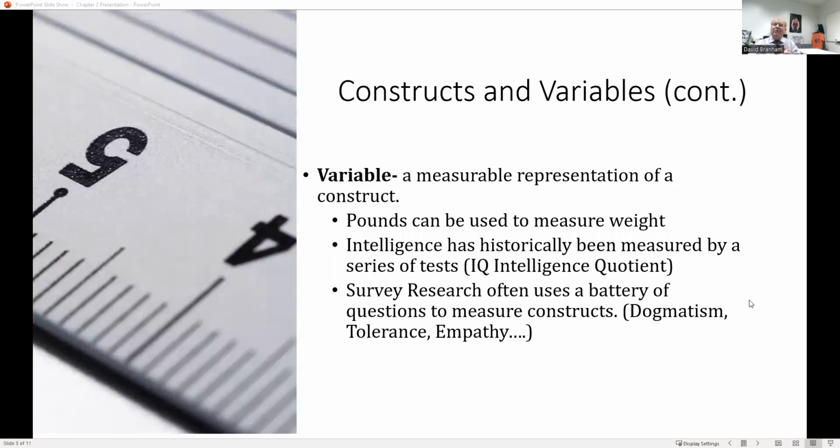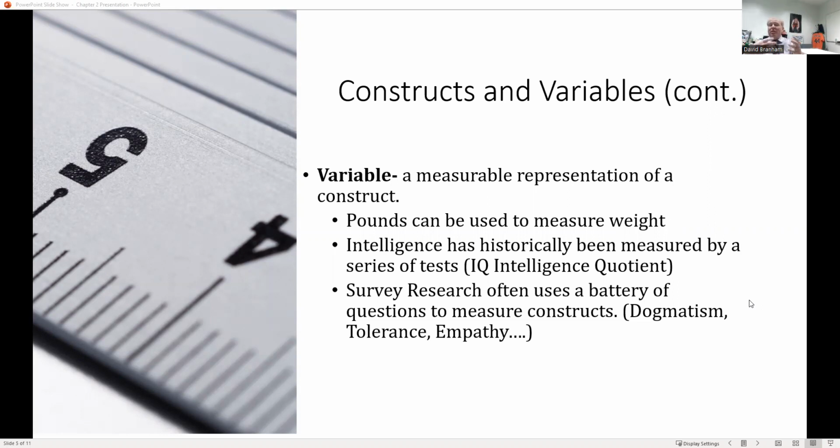Okay. Constructs and variables continued. So constructs, as we saw on the last page, are something that we can measure, but the variable is a measurable representation of that construct. For instance, pounds can be used to measure weight. Historically, IQ has been used as a measure of intelligence.